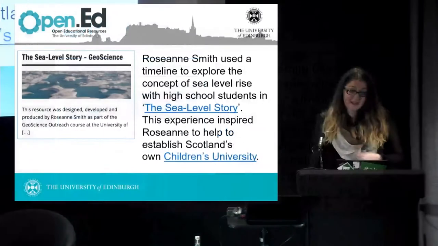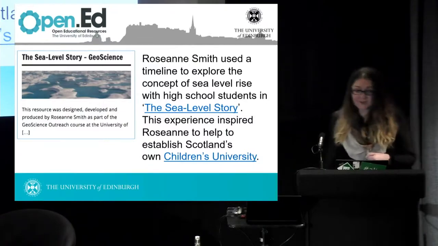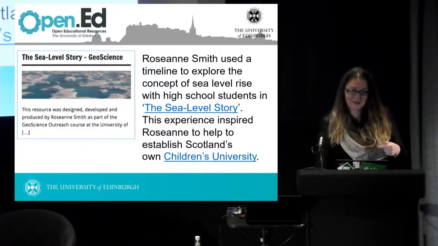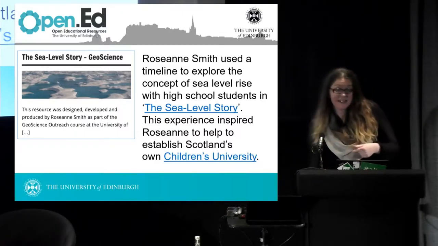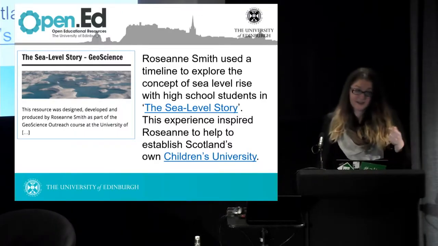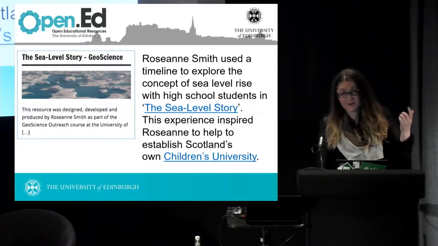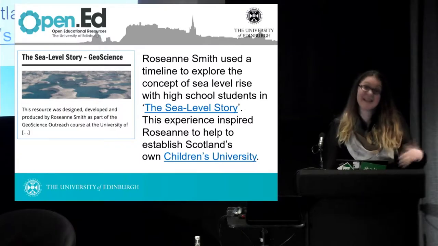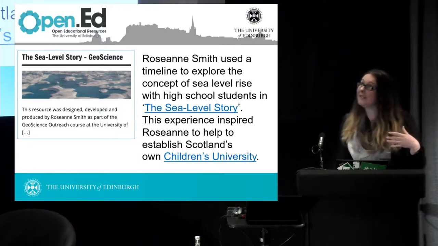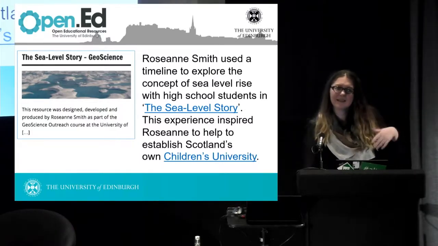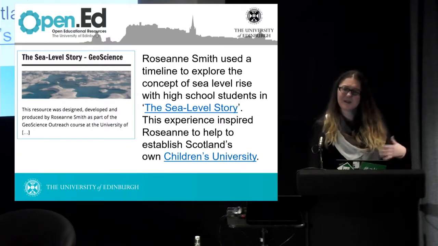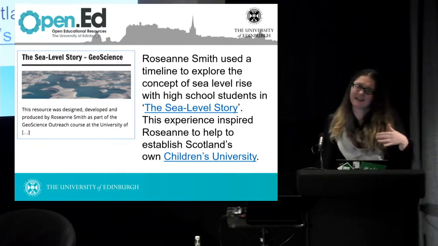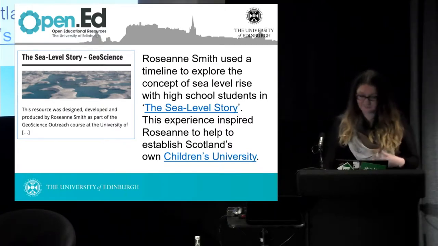So Roseanne Smith used a timeline to explore the concept of sea level rise with high school students in her project, The Sea Level Story. This experience actually inspired Roseanne to help establish Scotland's own children's university. And she's still involved in this on a day-to-day basis, providing additional outside of school hours opportunities for primary and early education students to gain additional learning.